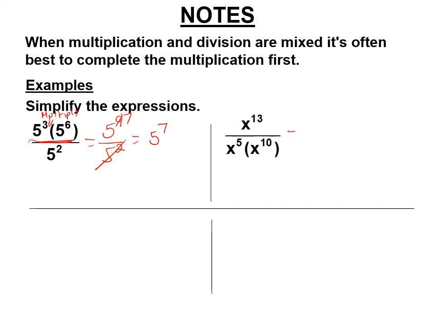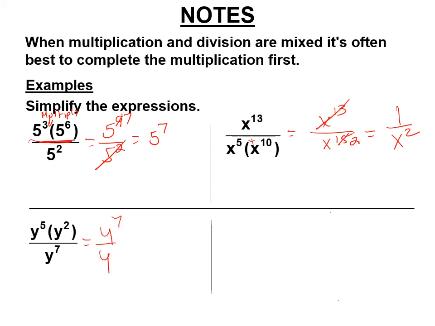So again, anywhere you see multiplying, do that. That's x to the 15th, right? 5 plus 10. Those cancel. We have 2 x's in the bottom, or x times x in the bottom, 1 over x squared. So here we have y to the 5th times y squared, y to the 7th, over y to the 7th, right? They all cross out. You have 0 y's or 1.